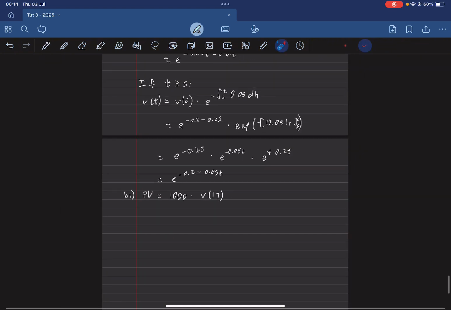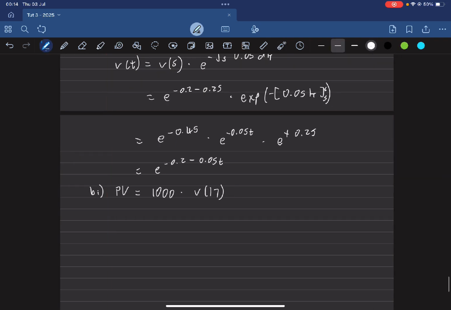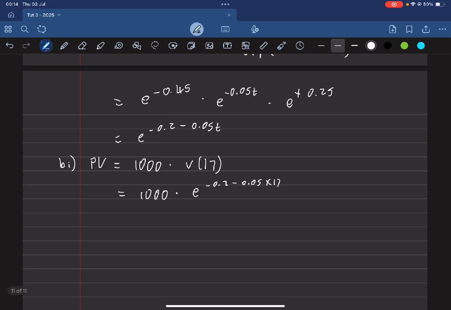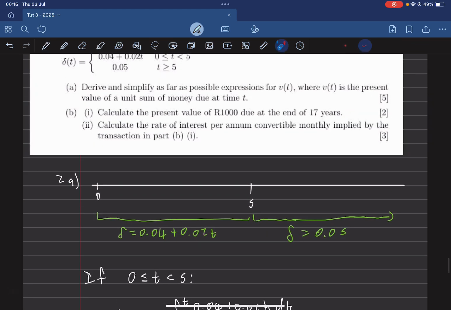Cool. And 17 is clearly greater than 5, so we use this formula. So we're basically just going to sub in a 17 to that formula. So it's going to be 1,000 times e to the power of negative 0.2 minus 0.05 times 17. And when you plug that all into your calculator, you should get 349.94. Okay, pretty easy first one. Now let's have a look at the second one. The second one says, calculate the rate of interest per annum, convertible monthly, implied by the transaction in part B.